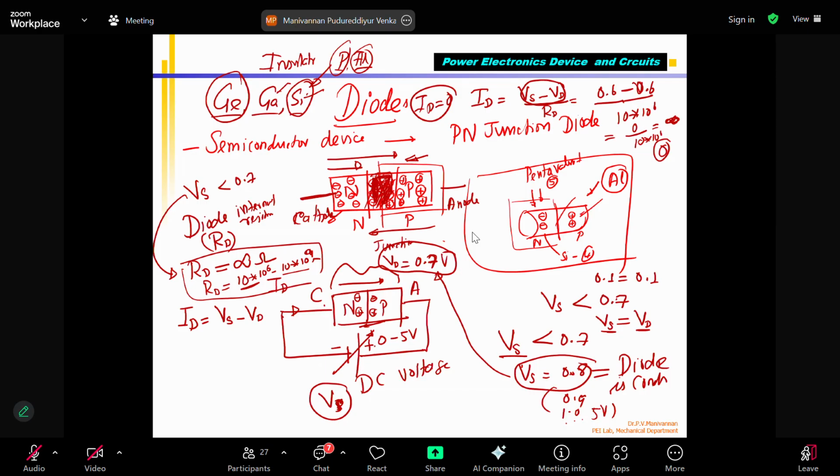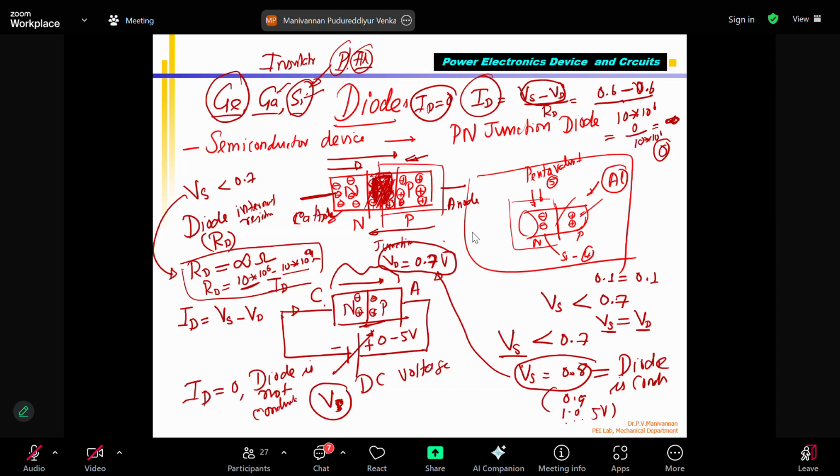Once the diode is made, then to make this diode conduct, you have to give above 0.7 volts. Now, if the supply voltage Vs is smaller than 0.7 volts, we have from this equation ID will be 0. If ID is 0, correct, then we say that the diode is not conducting. Note down: not conducting.